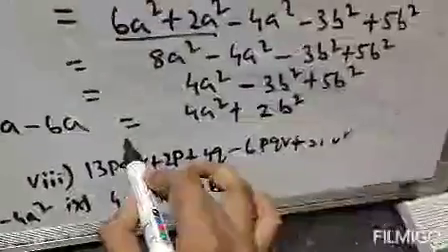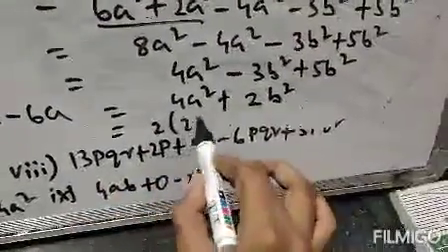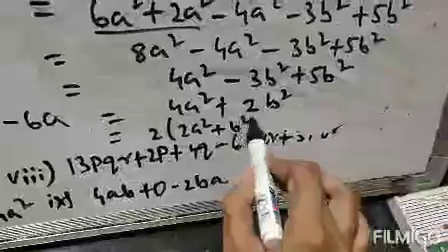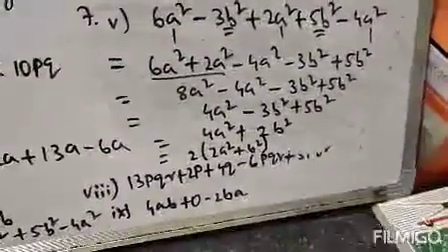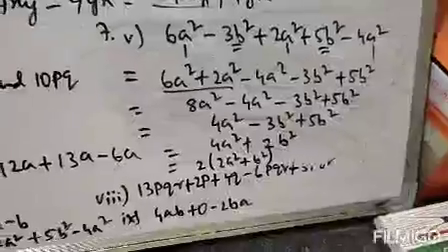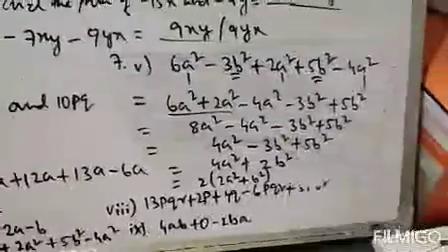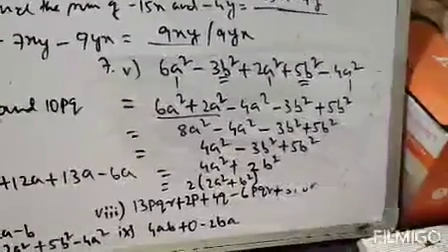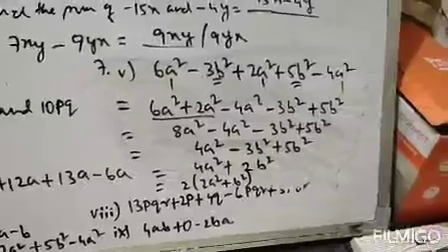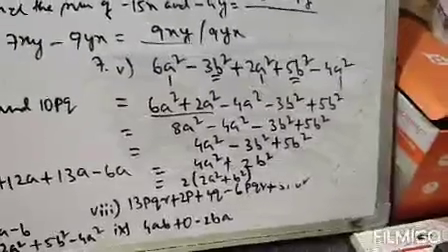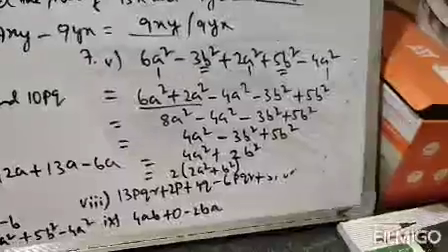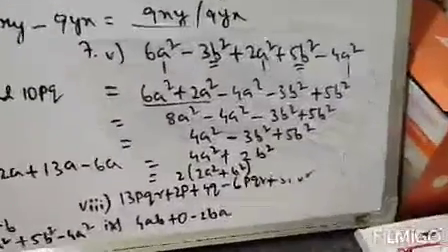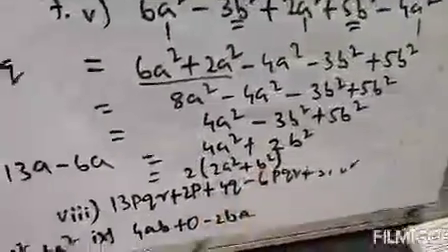Now also you can take 2 as common, so it is 2(2a² + b²). You can write this also. So you take out 2 as common, so 2 times 2a² gives 4a², plus 2b². This is the answer. So 6a² plus 2a² gives you 8a². 8a² minus 4a² gives you 4a². Finally, minus 3b² plus 5b² gives you 2b². So 4a² plus 2b² is the answer. Take 2 as common, then it is the final answer. Next.